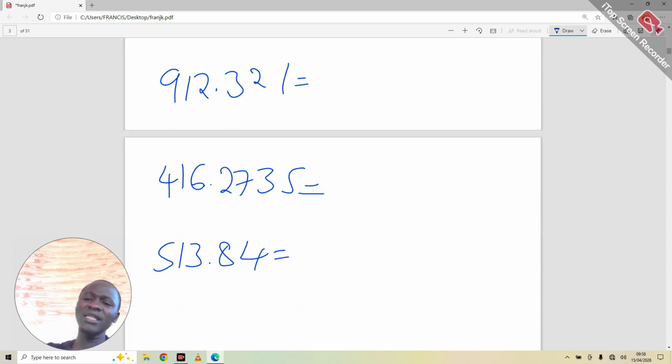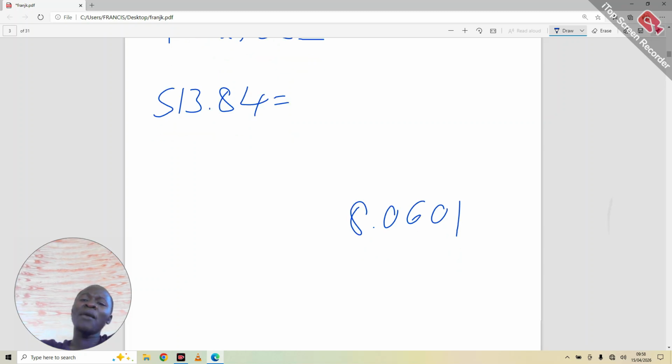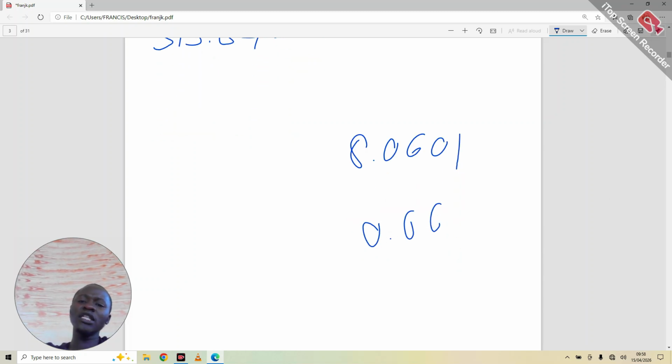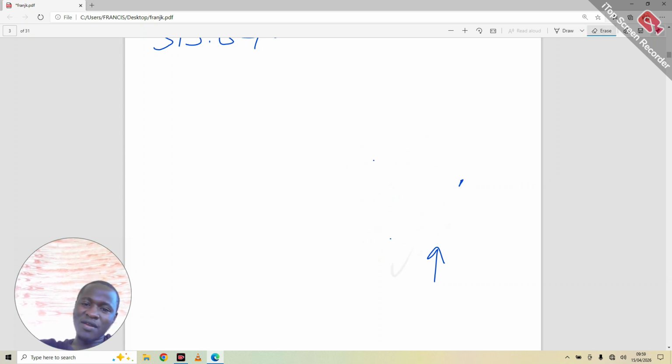For instance, you have something like 8.0601. Now those two zeros are significant. But what if you have 0.061? This is a zero, this is a zero. Those two zeros aren't significant. If you are to start counting the significant figures, you begin from 6, not 0. But for 8.0601, the 8, 0, 6, 0 together with 1 are all significant figures. So I hope you've understood that.